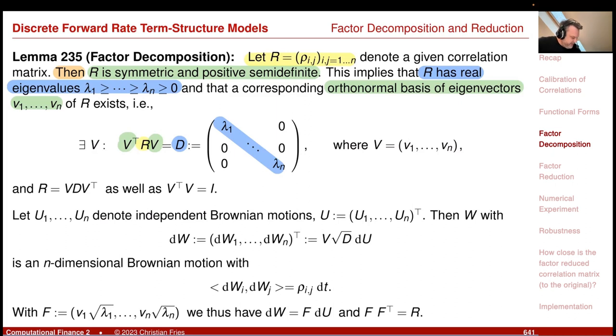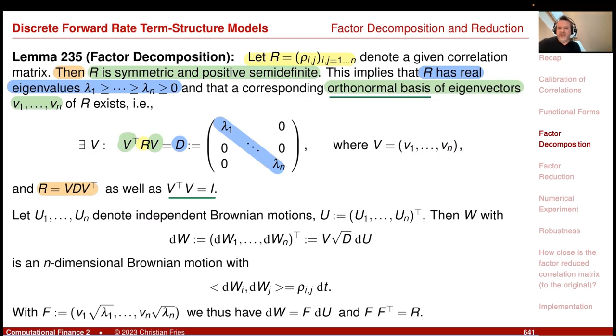Since this is an orthonormal basis, I assume that these vectors are normalized, so V transposed V is the identity. The norm of each of these is 1, so a column times a column is equal to 1 if it is the same column, or 0 if it is two different columns. This means V transposed is the inverse of V. Multiplying from the left with V, this cancels and I get a V here. Multiplying from the right with V transposed, this cancels and I get a V transposed. So R can be represented as V times D times V transposed.